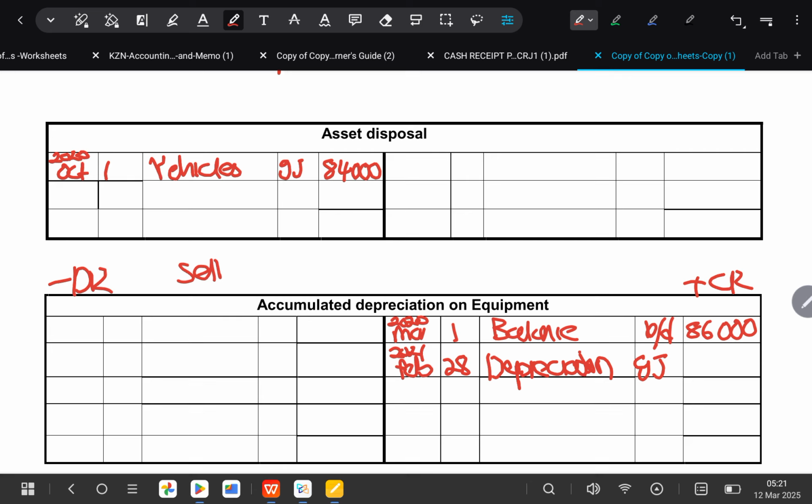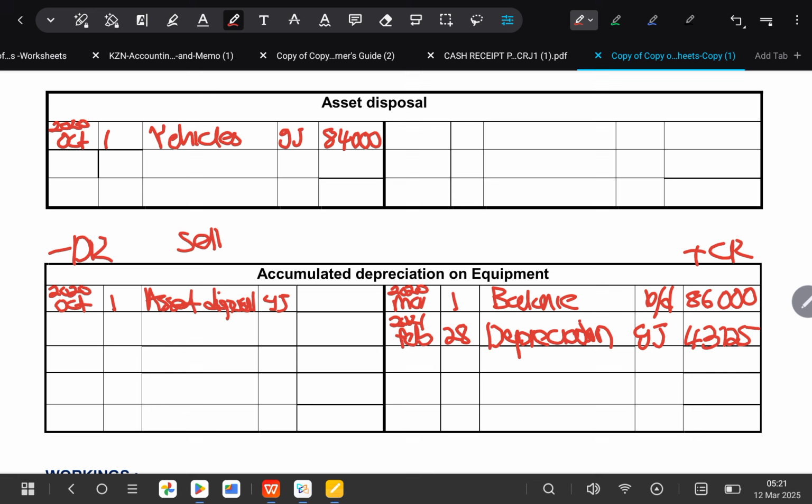So we'd say 2020 October the 1st, and then we'll have asset disposal, and then general will look for the information after. So remember, our total depreciation for the year was 43,725. I hope this makes sense, guys. Now when we sell, we need to go back to our information. Remember, your information must correspond, guys.